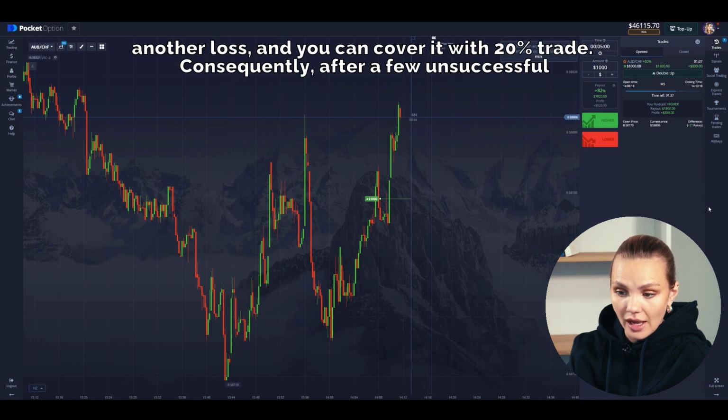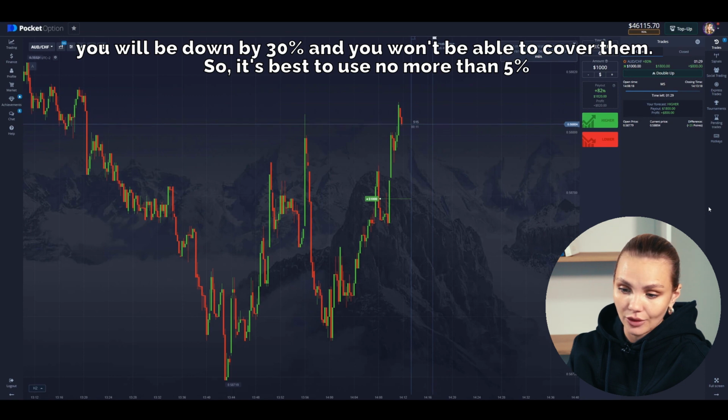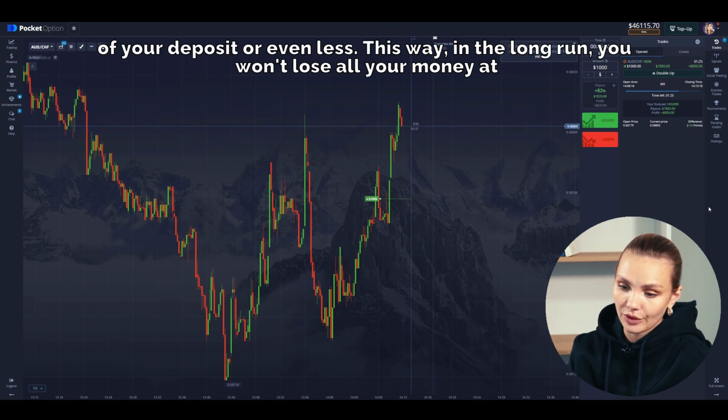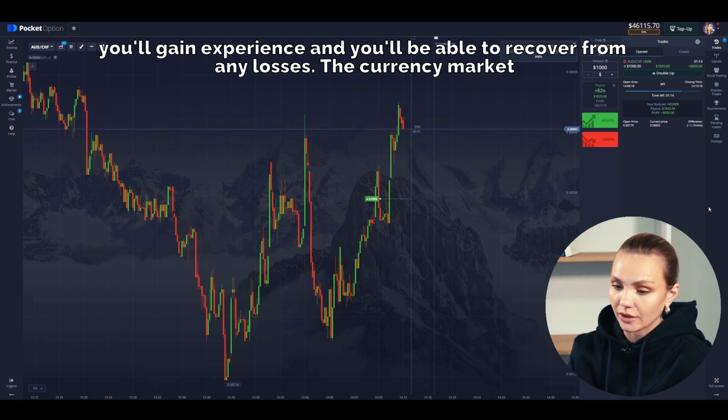Another loss, and you can cover it with a 20% trade. Consequently, after a few unsuccessful trades, you will be down by 30% and you won't be able to cover them. So it's best to use no more than 5% of your deposit or even less. In this way, in the long run, you won't lose all your money at once, you'll gain experience, and you'll be able to recover from any losses.